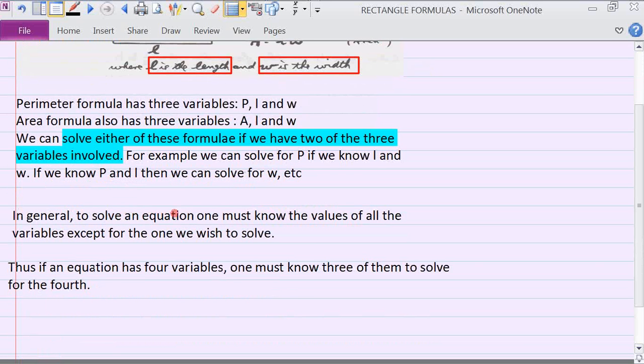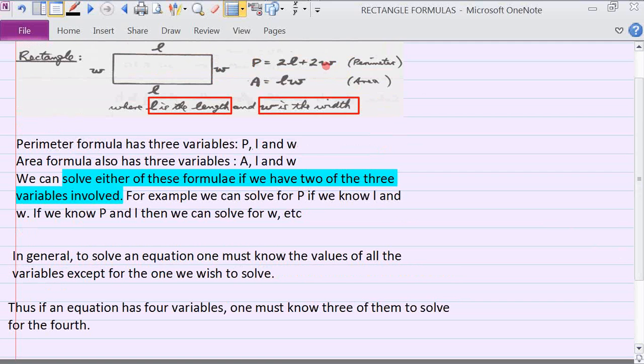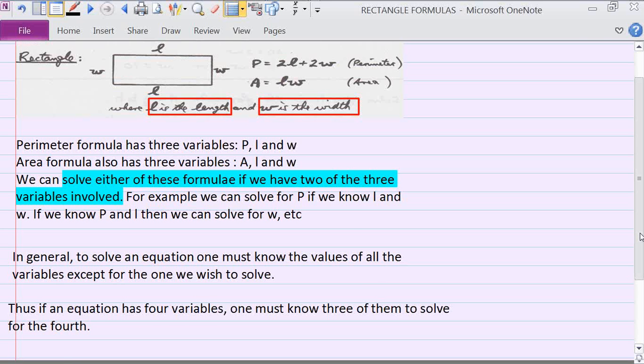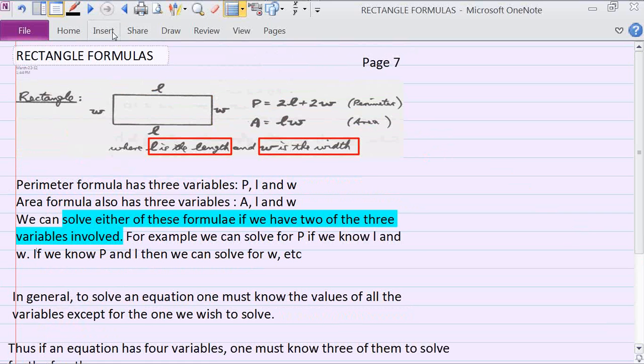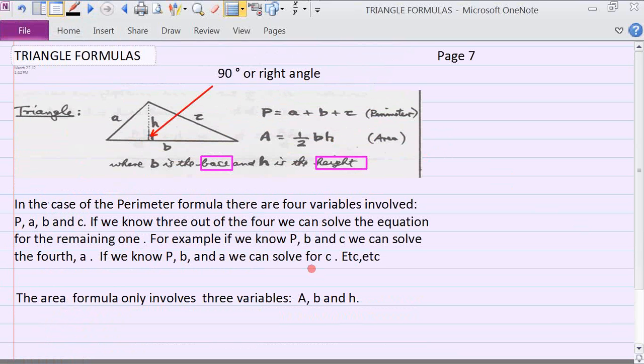So in general, to solve an equation, one must know the values of all the variables except for the one we wish to solve. So if we wish to solve for W here, we must know P and L. If an equation has four variables, one must know three of them to solve for the fourth. So those are the basic rules regarding formulas and how we solve for them. So that's the rectangle as one example of a formula.